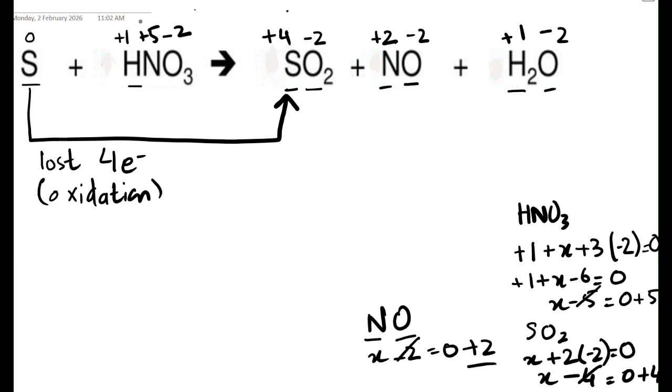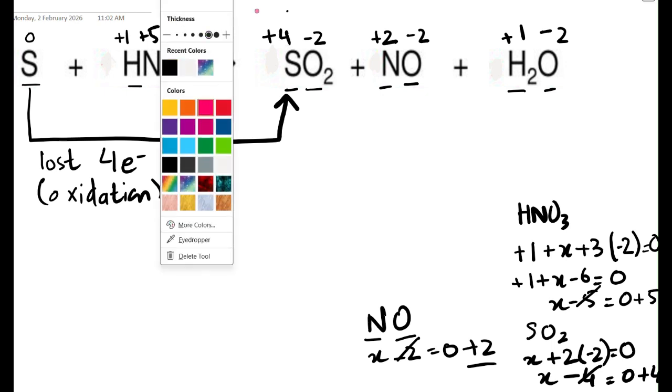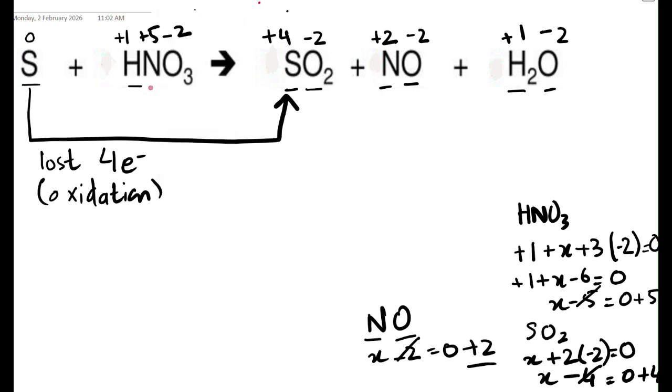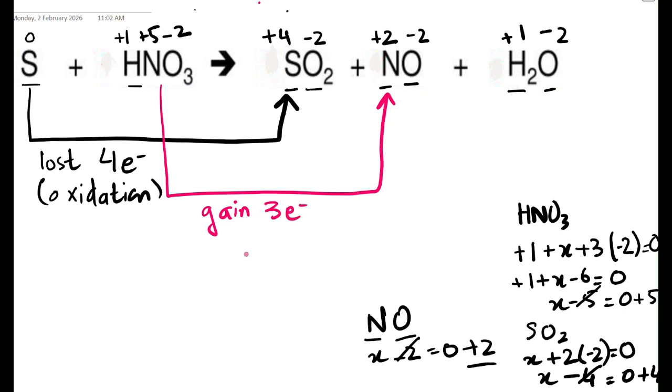Then we talk about over here, I'll choose a different color. You see nitrogen is +5 here and nitrogen is +2 here, right? So when we look over here, it was +5 and it is +2. That means it gained 3 electrons, right? So this is reduction that is happening. If you remember, reduction is gain of electrons and oxidation is loss of electrons, right?